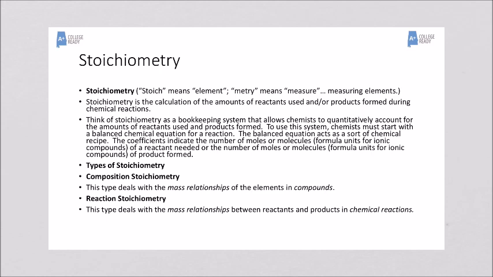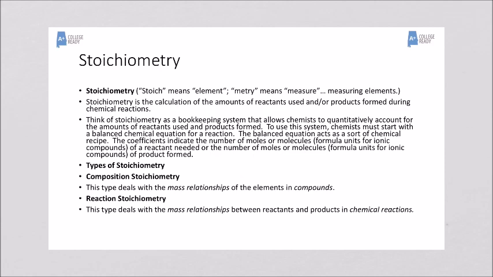Stoichiometry comes from roots that mean element and measure, or measuring elements. Stoichiometry is the method used to calculate the amounts of reactants and/or products formed during a chemical equation or chemical reaction. You can think of stoichiometry almost like a bookkeeping system that allows chemists to quantitatively account for the amounts of reactants and products.